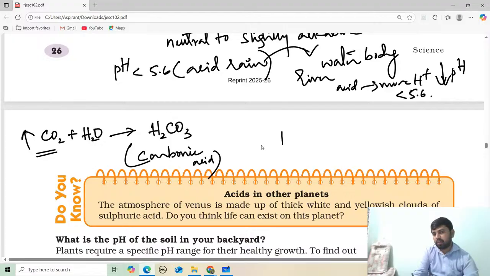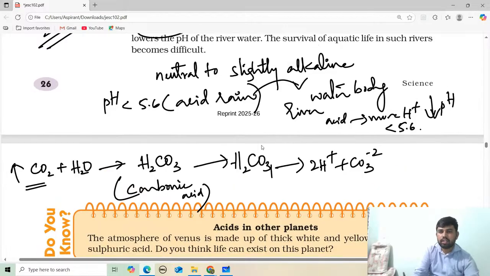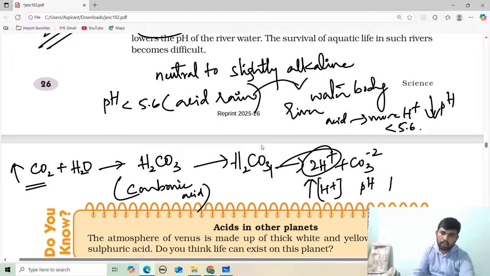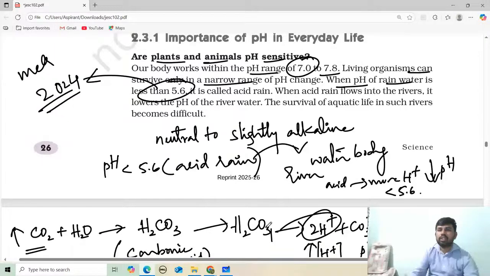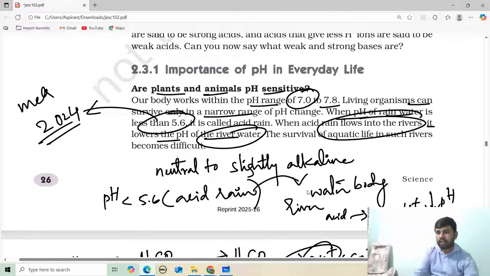Okay, when this carbonic acid reaches the water body, H2CO3 starts to produce two H plus ions and one CO3 2 minus ion. So the ion concentration is going to increase, which increases the H plus ion concentration, so that we can say pH is going to decrease. When acid rain flows into the rivers, it lowers the pH of river water. The survival of aquatic life in such rivers becomes difficult.